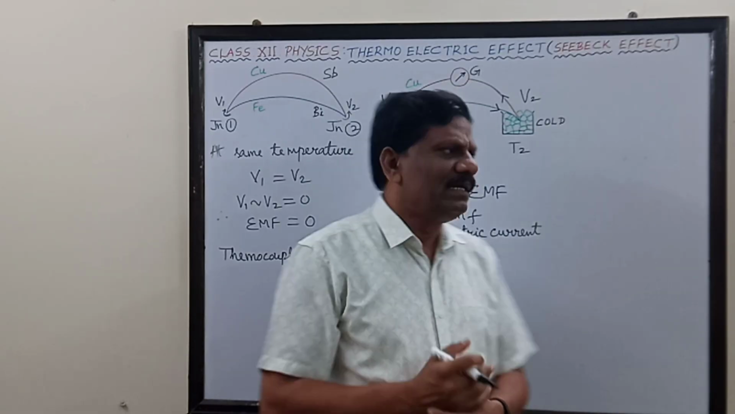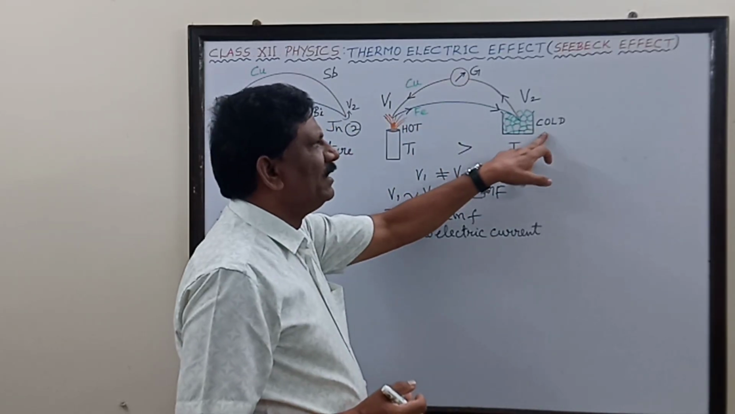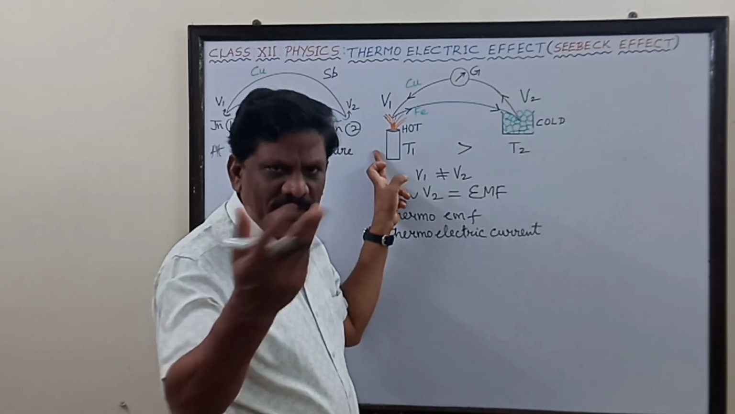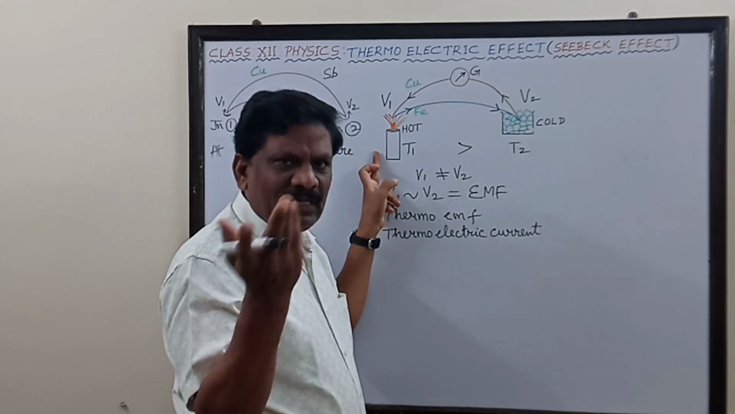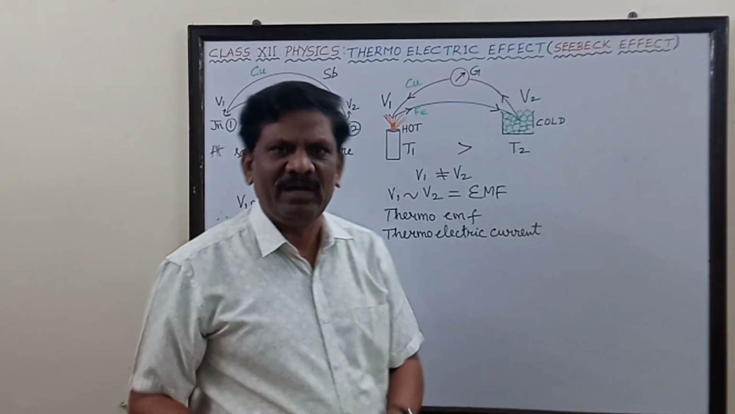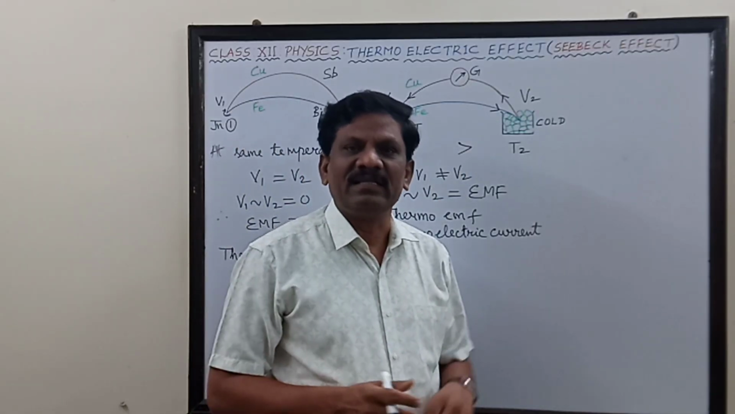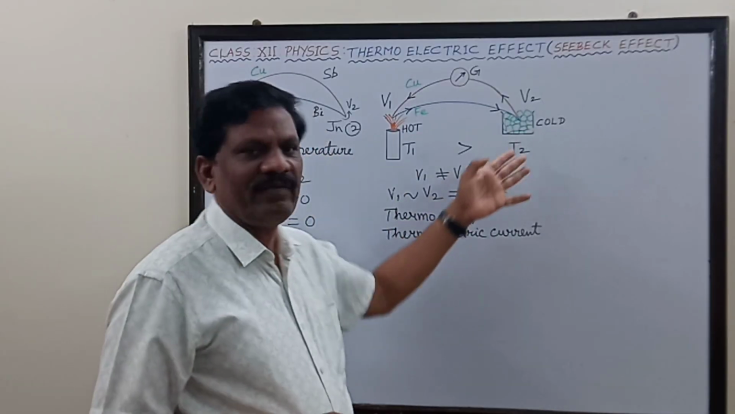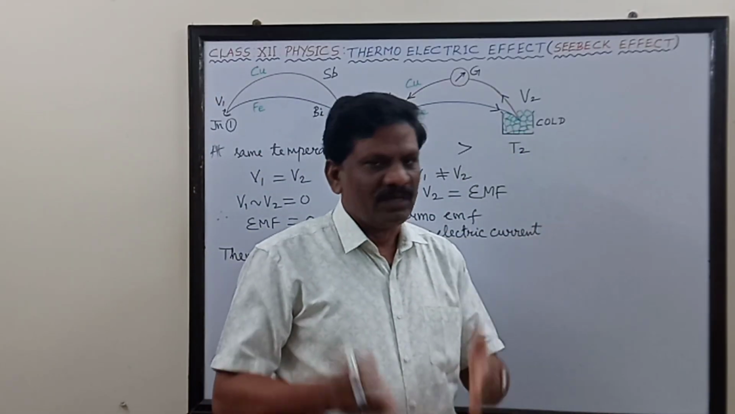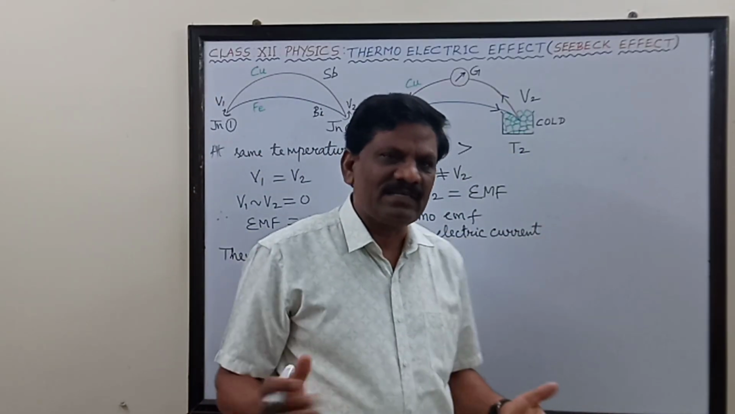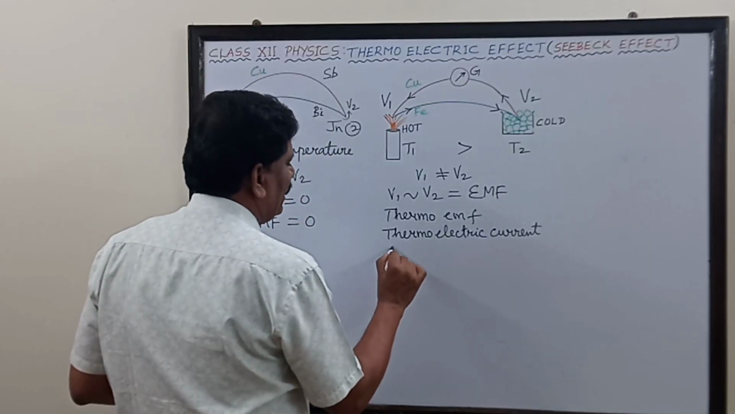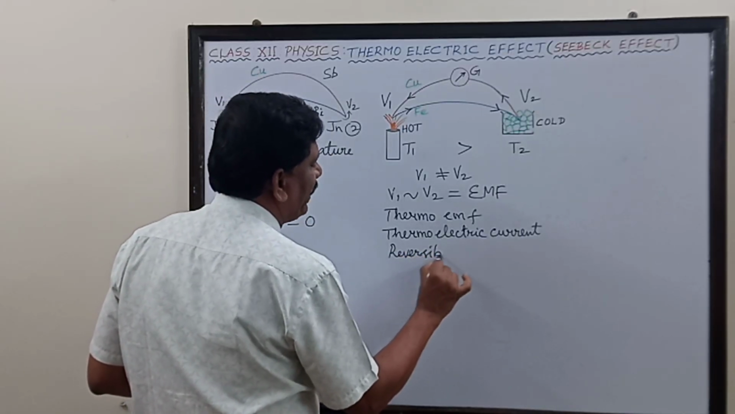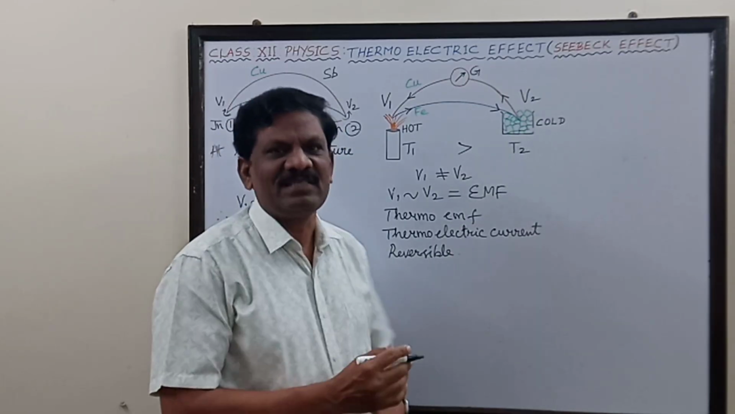Suppose junction 2 is made hot and junction 1 is made cold, what will happen? Then the same effect will be observed, but the direction of current will be reversed. So when the junction temperatures are reversed, the direction of the thermoelectric current also will be reversed. Hence, this effect is reversible. So the Seebeck effect is reversible.